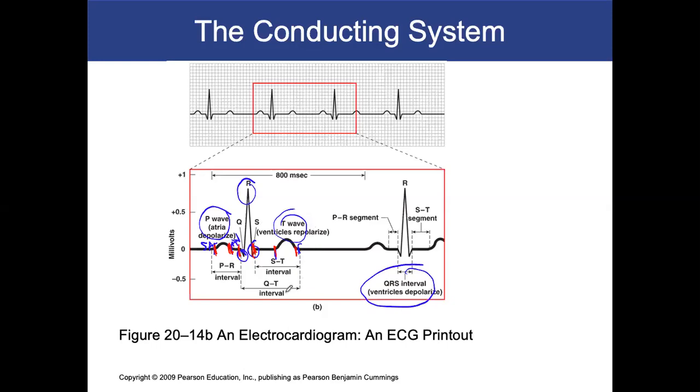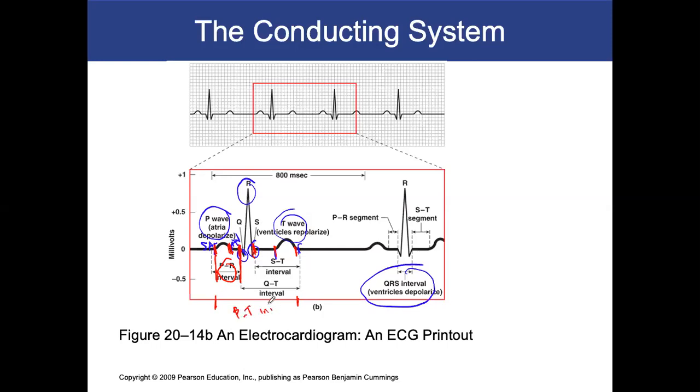Your PR interval. PR interval is start of P, right? So start of P to start of Q. Why do we call it PR? Because usually you can't see the Q, and so it's PR. This is your PR interval. And then the whole thing from the start of P to the end of T is your PT interval.